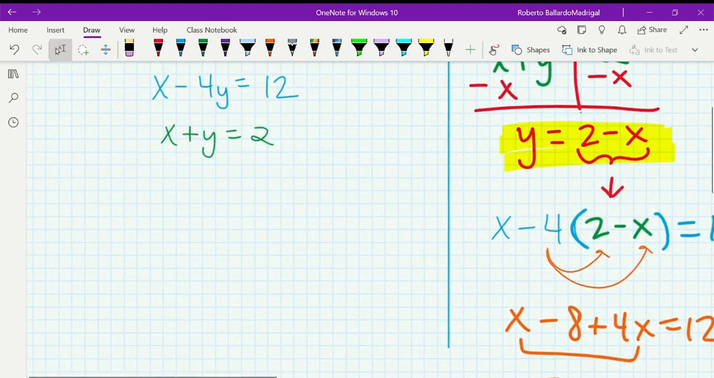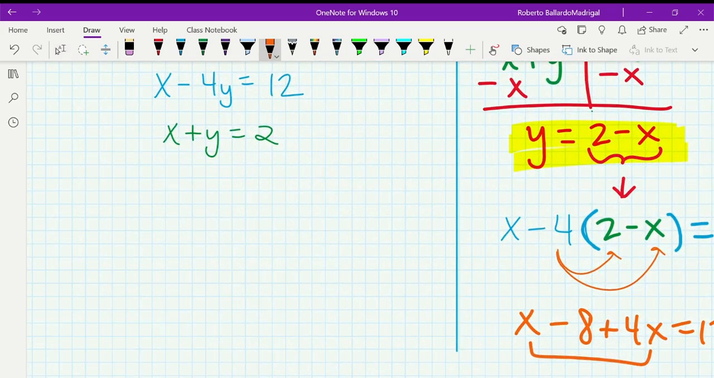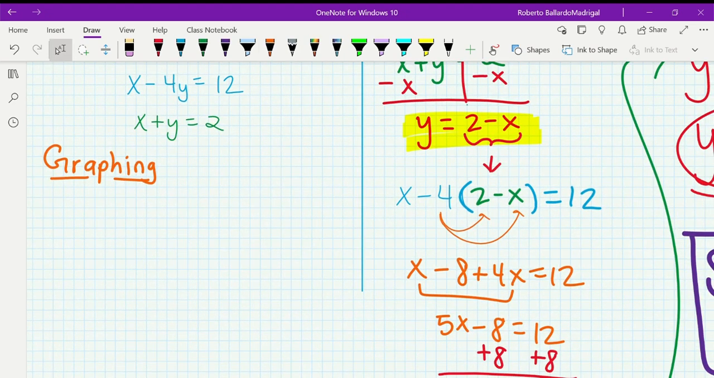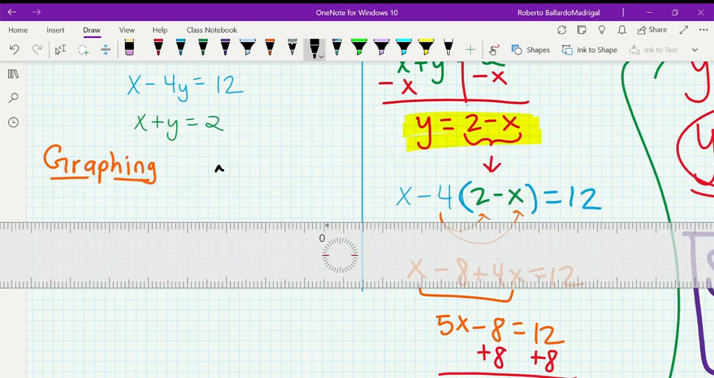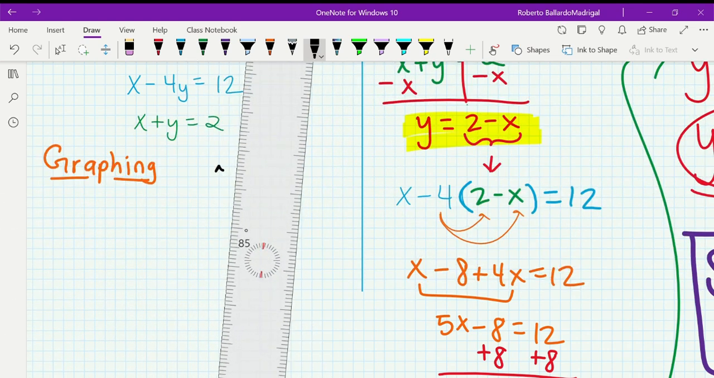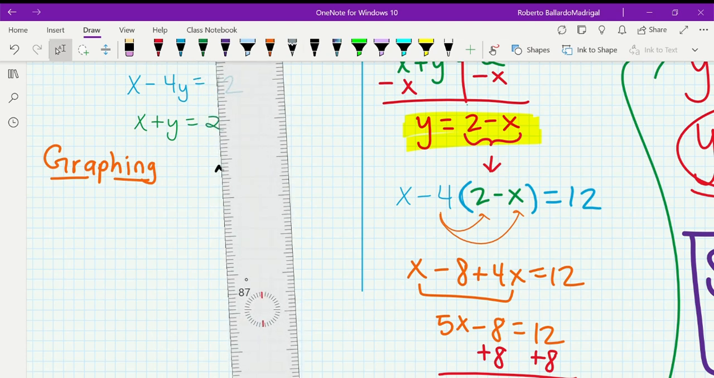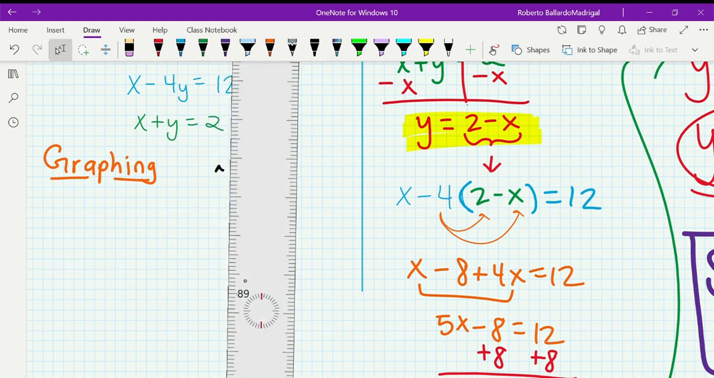So now we're going to be graphing. If we're graphing, obviously you need a graph, so draw one. Let me use black. And let me get the ruler. If you don't already have a straight edge, please consider getting one. I don't think I have rulers for everybody, or for anyone, for that matter.